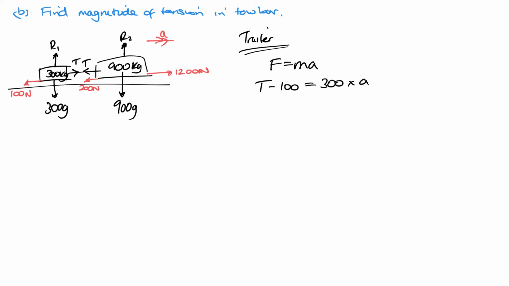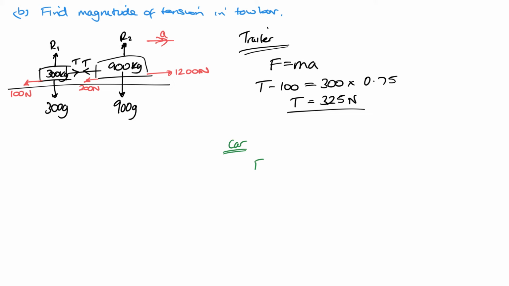And a, of course, is 0.75 from the first bit. So T is 325 newtons. Of course, you could have done it with the car instead.